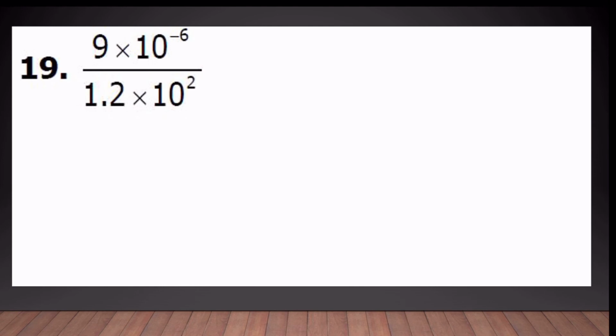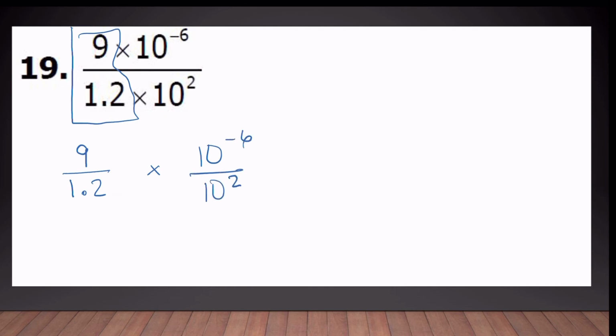Take a look here. Separate these out. Numbers with numbers. So 9 divided by 1.2 times 10 to the negative 6 over 10 squared. So let's go do some math. The number on top goes inside. The number on the bottom goes outside. I have to move this over so that it's 12 here. And if I move it over on the outside, I have to move it over on the inside. Ladies and gentlemen, that is dividing decimals, and we went over that at the start of the year.